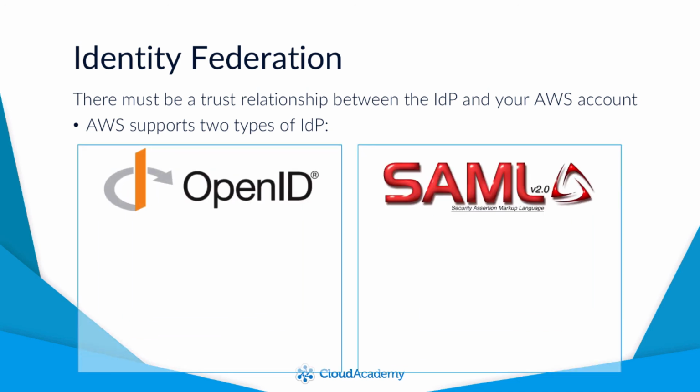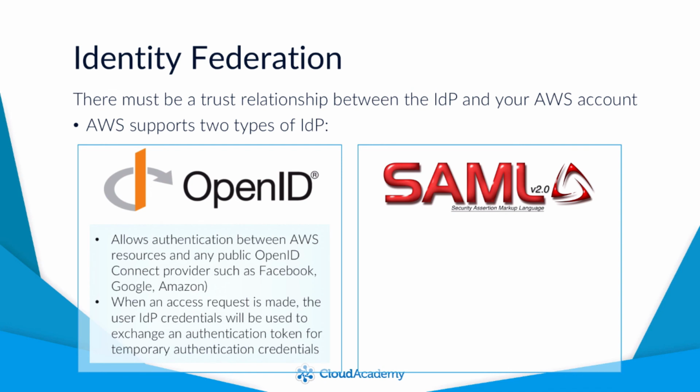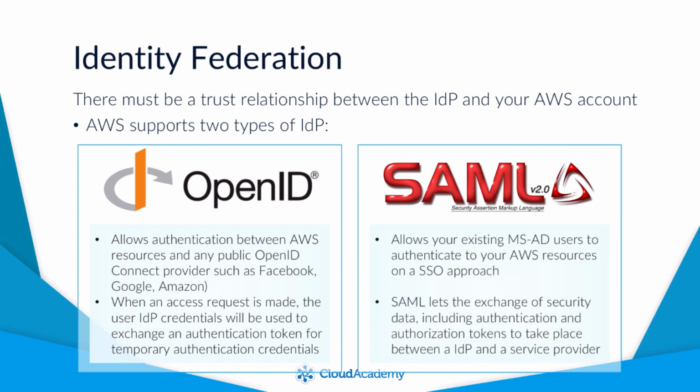AWS supports two types of identity providers, OpenID Connect, OIDC, and SAML2. OIDC Federation allows authentication between AWS resources and any public OpenID Connect provider, such as Facebook, Google, or Amazon. SAML2 based federations can allow your existing Active Directory users to authenticate to your AWS resources, allowing for a single sign-on approach. SAML stands for Security Assertion Markup Language.